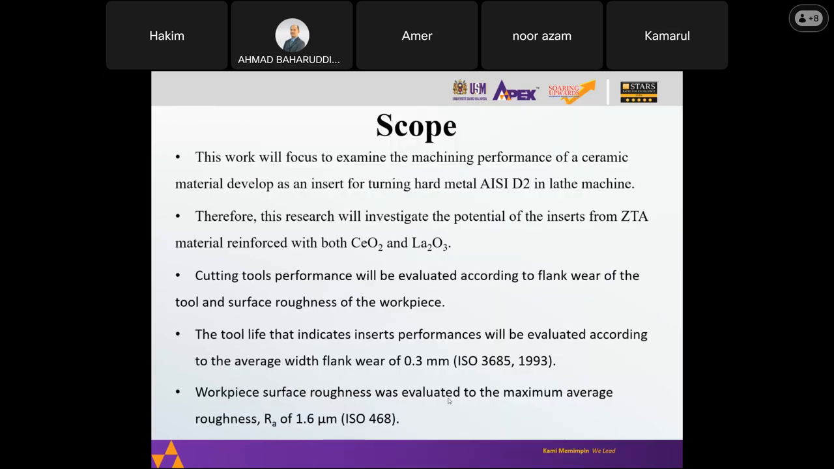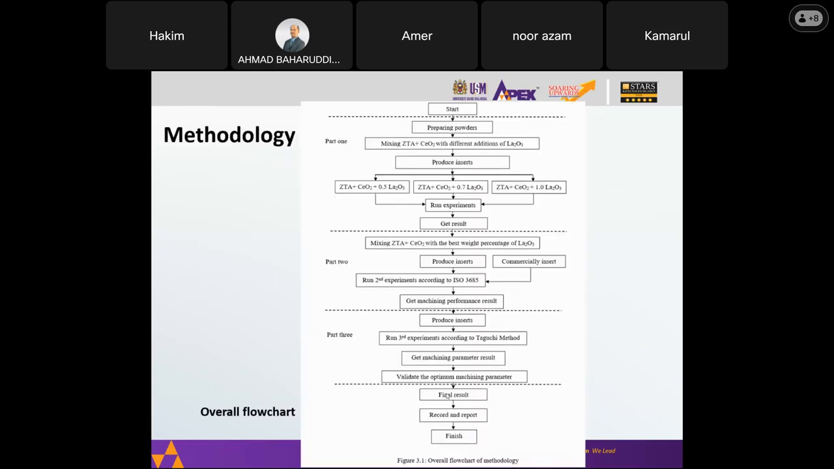After the scope there must be a literature review, chapter 2. But the literature review will take more time, so I skip the literature review and come to the methodology. This is the overall flowchart of my research.